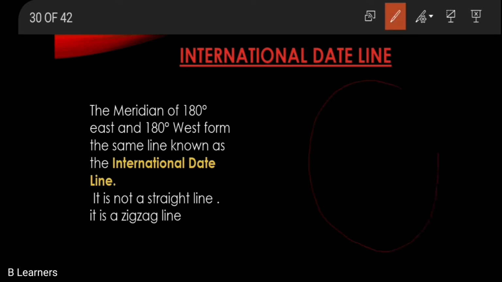So this is our globe. 180 lines of longitude in this direction and 180 lines of longitude in this direction. So 180 plus 180, in total there will be 360 lines of longitude. This direction, to the left, which direction are we talking about, east or west? The answer is west.